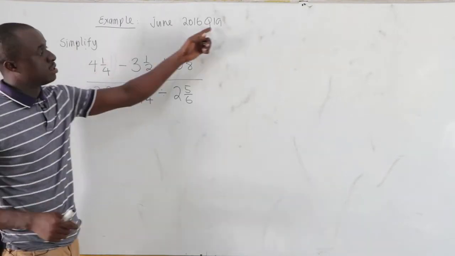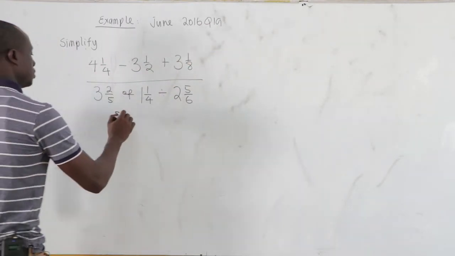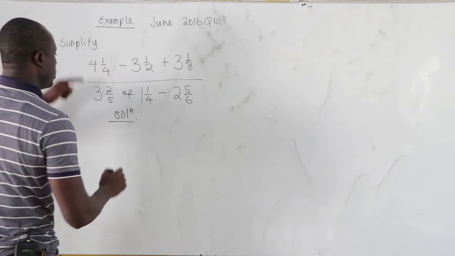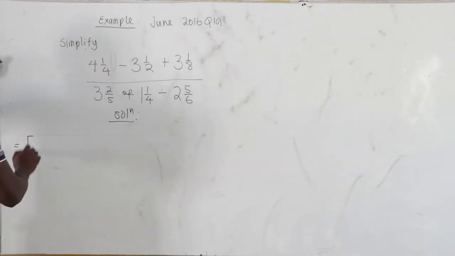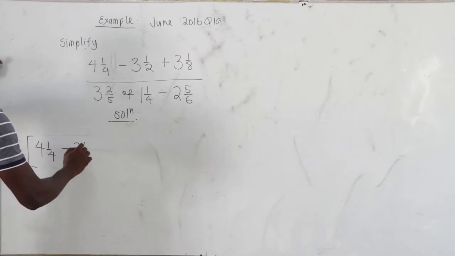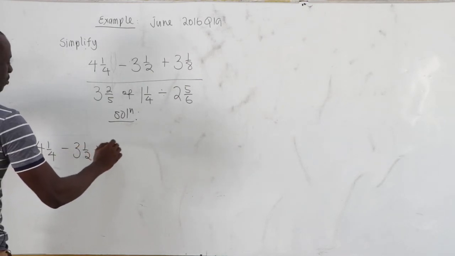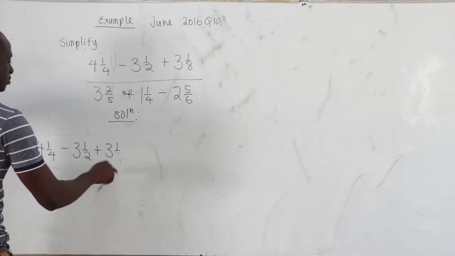Now let's consider this exam. This is June 2016, question number 1A. So let's rewrite it. This is our numerator and denominator. Our numerator is 4 whole number 1 over 4, minus 3 whole number 1 over 2, plus 3 whole number 1 over 8.